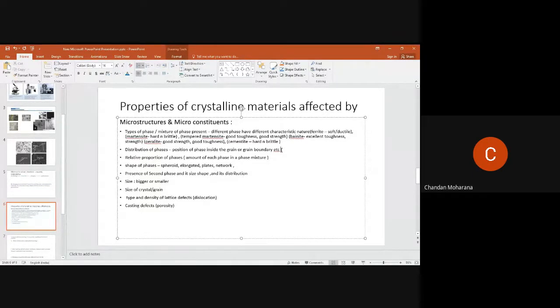If you have a hypereutectoid steel, do you remember the iron carbon diagram? The extreme right side is cementite, and the left side is perlite. So that means in hypereutectoid steel, you will have perlite plus proeutectoid cementite. You understand now? Similarly, if you have a hypoeutectoid steel, what are the equilibrium phases at room temperature?